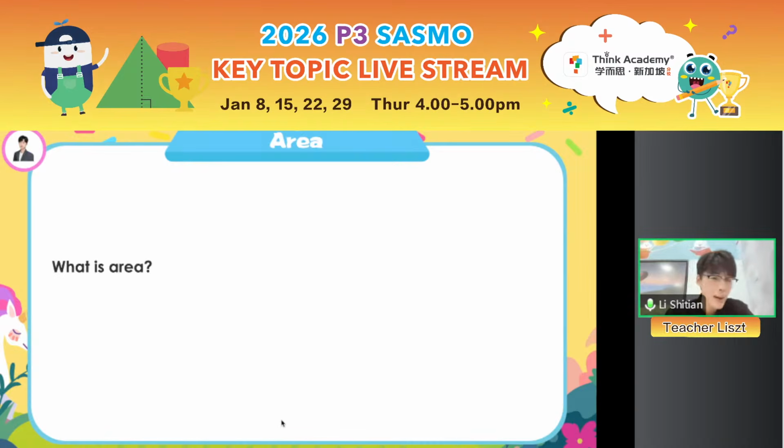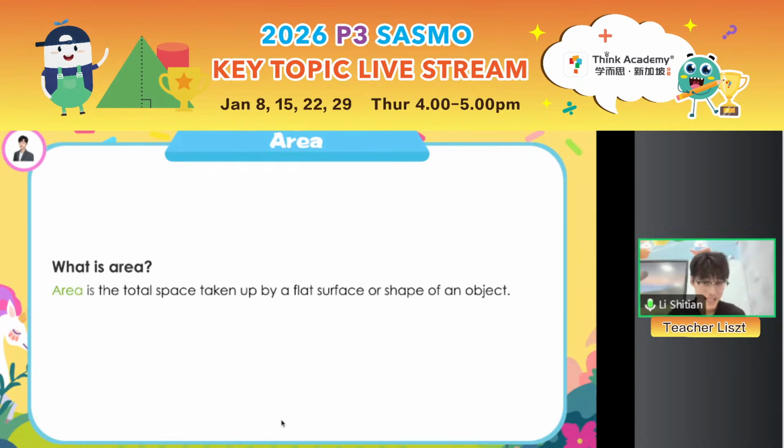What is area? Actually, area is the total space taken up by a flat surface or shape of an object. What does this sentence mean? For example, look at me. Here is a rectangle, right? All the things in my rectangle, it is the area, okay? So that is what it means. Area is the total space taken up by a flat surface or shape of an object.